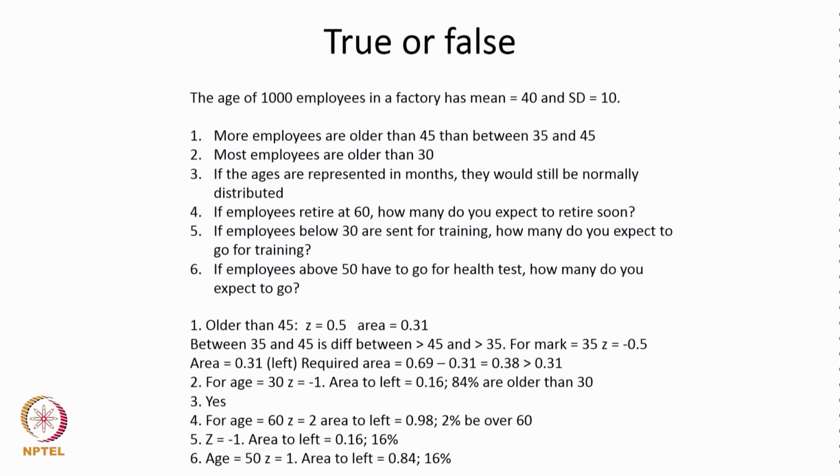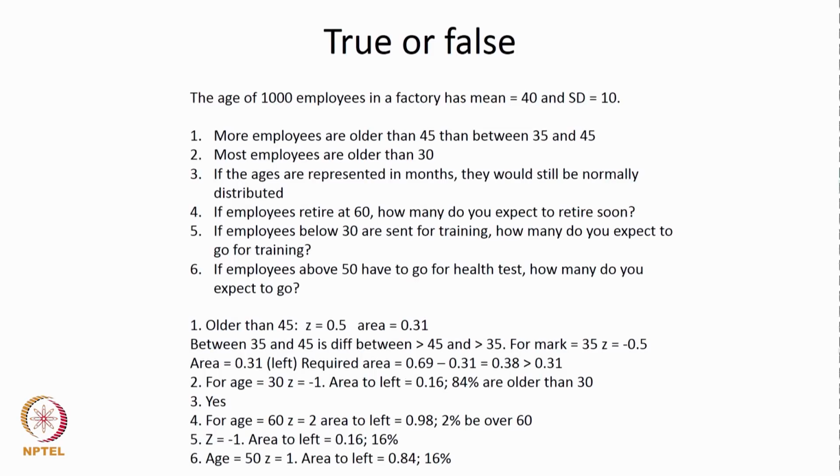So let us look at some more questions. Let us assume that the age of 1000 employees in a factory has mean equal to 40 and standard deviation equal to 10, and to answer these questions we are going to assume that it is normal. When we make this normal assumption, one has to keep in mind that x can take a very large value or a very small value, but we are going to make this normal assumption and then try to answer these questions.